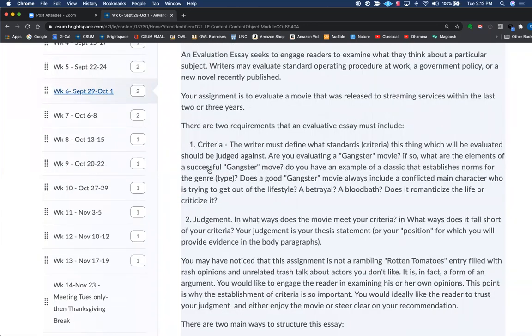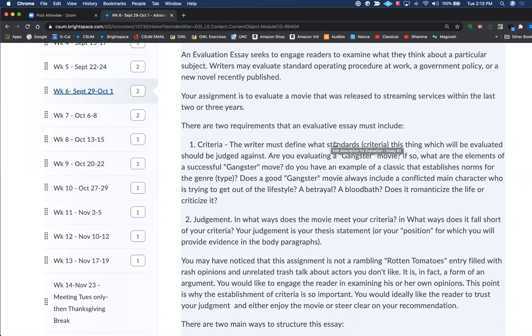The key in an evaluation essay is that you make a judgment. That's what it means. You're not just going to discuss the similarities and differences. That's a different kind of essay that we'll get to in a little bit. In this one, I want you to establish criteria and make a judgment. Criteria means the standards.